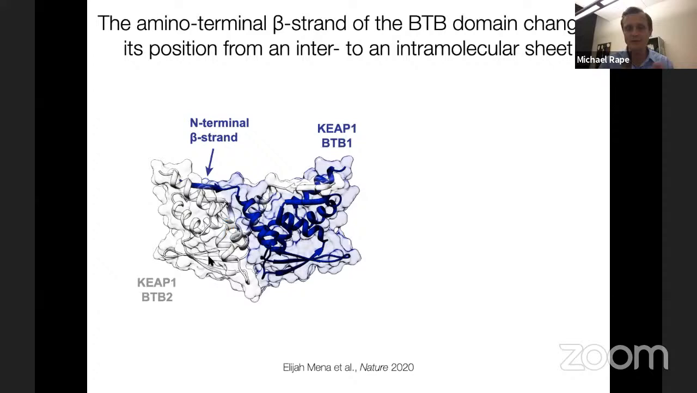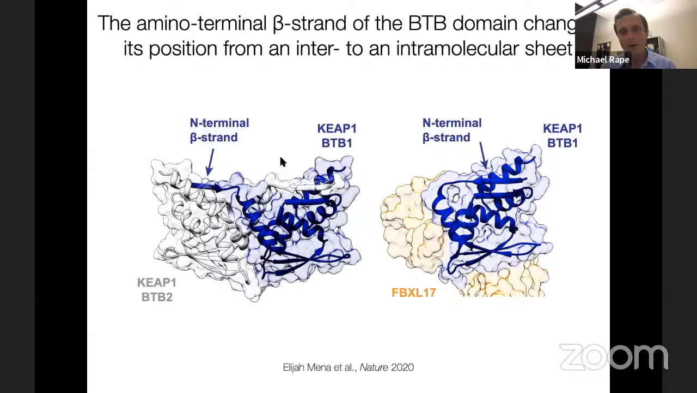And these BTB domains, these structures had been solved before, of course, but there is a very nice feature in those structures. And that is that there is a beta sheet that is formed between a beta strand of one subunit, the blue here, and a beta strand of the other subunit, the gray here. So this is an intermolecular beta sheet. When you bind this domain to FBXL17, this beta strand here will fold over into this position, so that you now form an intramolecular beta sheet. So this is an example of three-dimensional domain swapping.